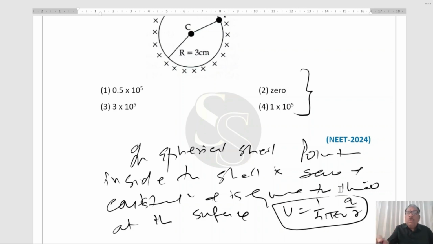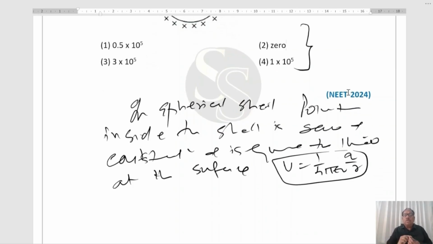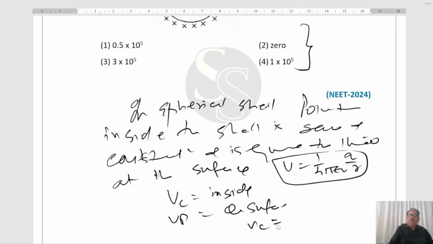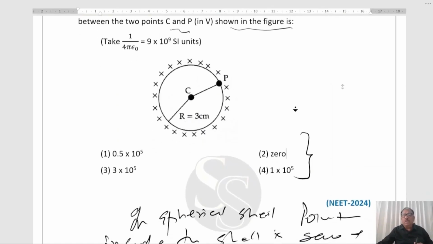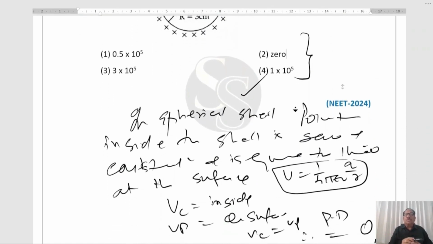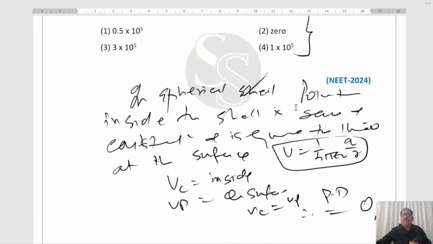Right? Now, in this case, VC is inside and VP is on surface. Means VC equal to VP. Therefore, potential difference will be equal to 0. Potential difference between the 2 points C and P will be 0. So this is the correct answer, right? This is the correct answer.